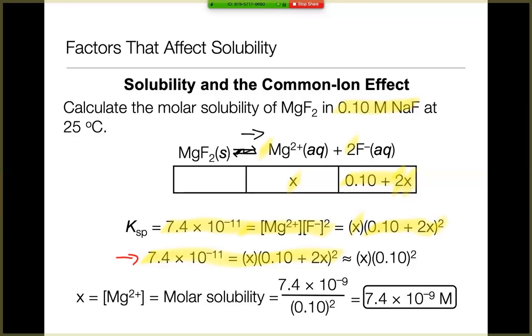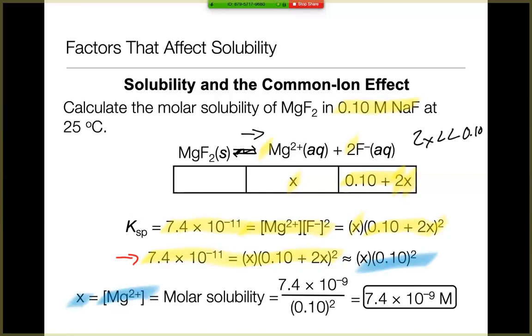We need to rely on these assumptions. So if 2x is much, much smaller than 0.10, then effectively, this little thing here in the parentheses, if 2x is super tiny and you're adding it to 0.1, it's effectively 0.1. And what did I do? All I did was make my math a heck of a lot easier. So you square 0.1, you multiply it by x, then you solve for x. Pretty easy.